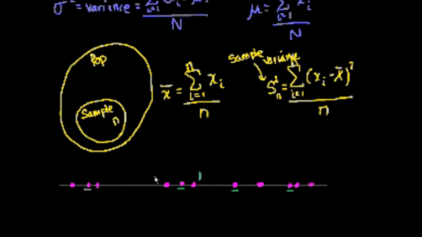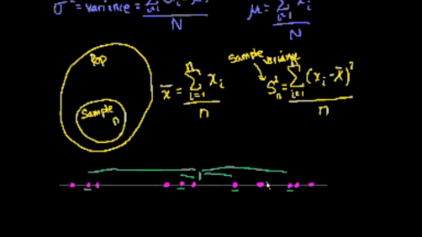And then if I wanted to figure out the sample variance using this formula, I'd say, okay, this distance squared plus this distance squared plus this distance squared plus that distance squared, and average them all out. And then I would get this number. And that probably would be a pretty good approximation for the variance of this entire population.